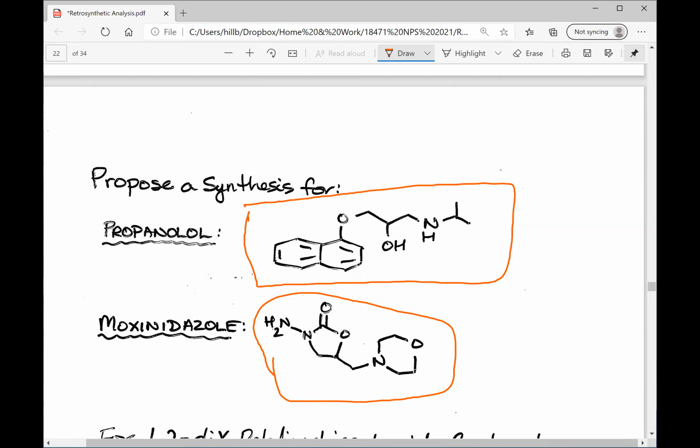So what's interesting here is we're going to number it 1, 2, 3, 1, 2, 3. So you've got heteroatoms on each of those carbons there.